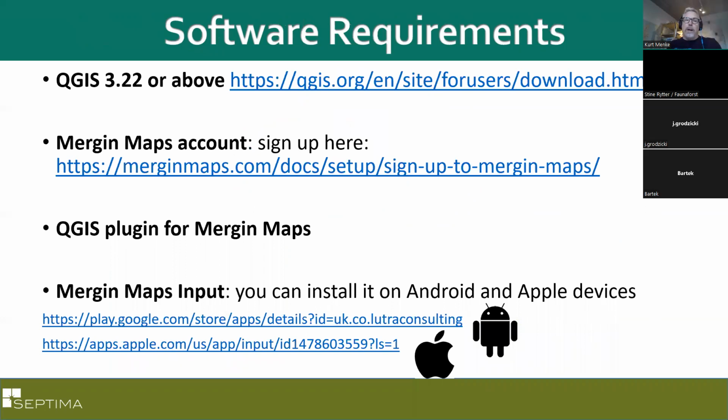So for the course, I'll be using QGIS 3.22. If you are using one of the more recent versions of QGIS, 3.24 or 3.26, that's fine. We'll also go over how to sign up for a Merge and Maps account, how to install and configure the QGIS plugin for Merge and Maps, and then how to use the Merge and Maps input app. And so again, it's really nice that it's available for both Apple or Android devices.